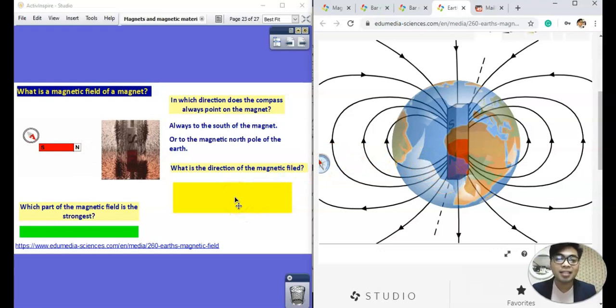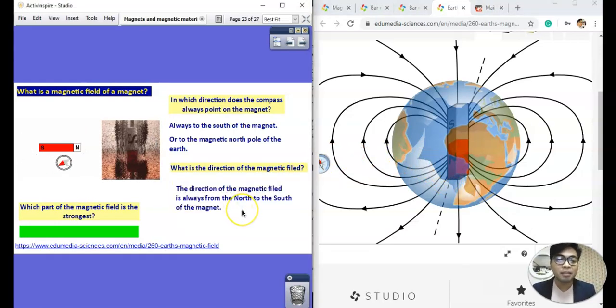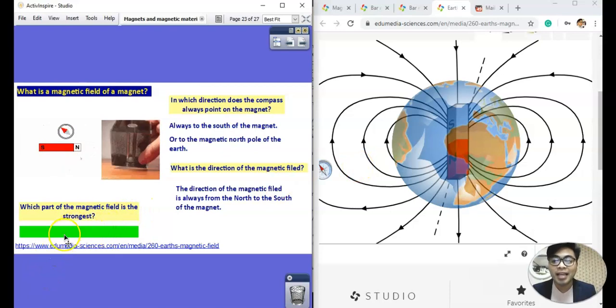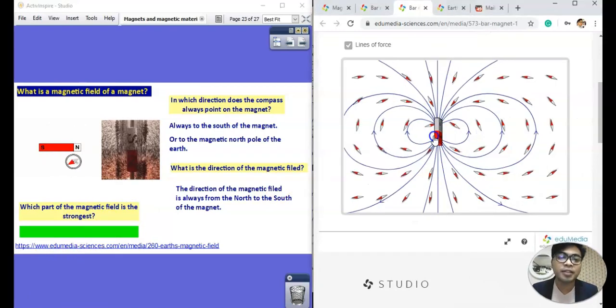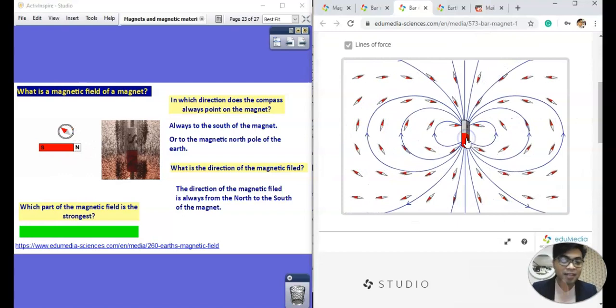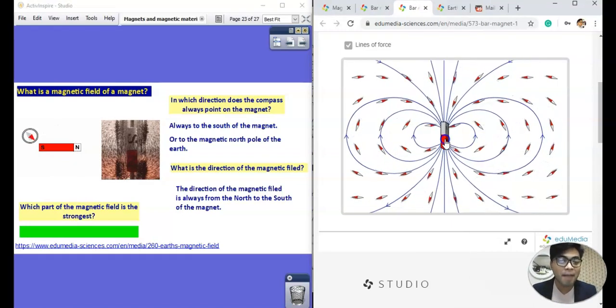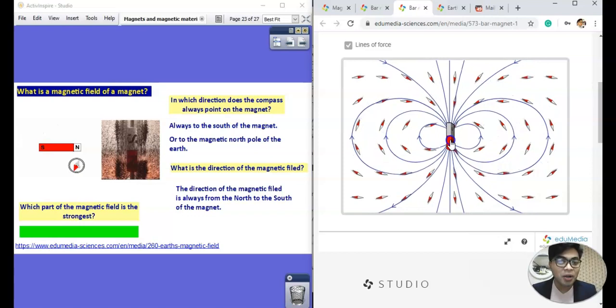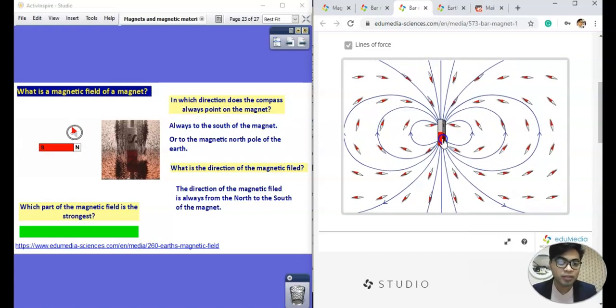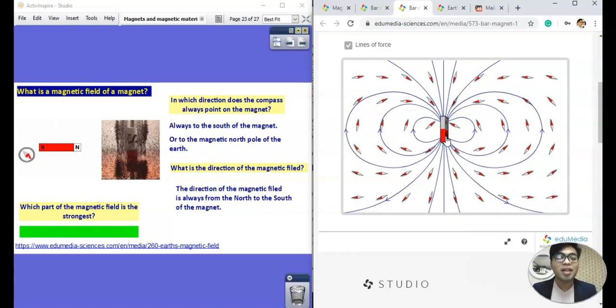So what is the direction of the magnetic field? The direction of the magnetic field is always from the north going to the south of the magnet. Which part of the magnetic field is really strong? To determine that, I'm gonna go back to this experiment right over here with a lot of compasses in the background. This one is the South Pole and this one is the North Pole. You can see there are lines. The more concentrated the lines are, the greater the force, and the magnetic field tends to be stronger than where the lines are a bit scattered.